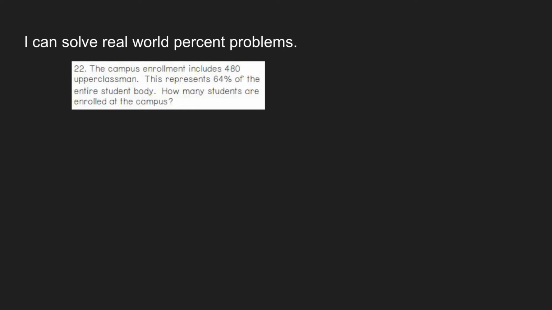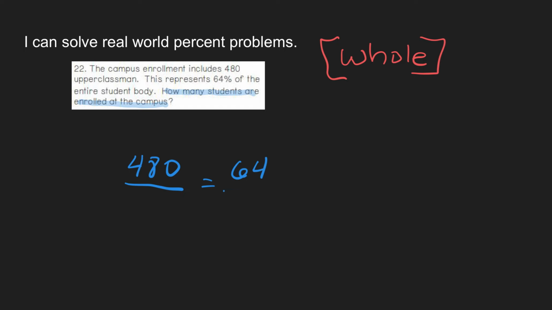All right, I think our last one. Campus enrollment includes 480 upperclassmen. This represents 64% of the entire student body. How many students are enrolled in campus? So this one's tricky. I think we're looking for the whole. So when I set this one up, campus enrollment includes 480 upperclassmen. So 480 upperclassmen, and that represents 64%. And we're looking for the total.